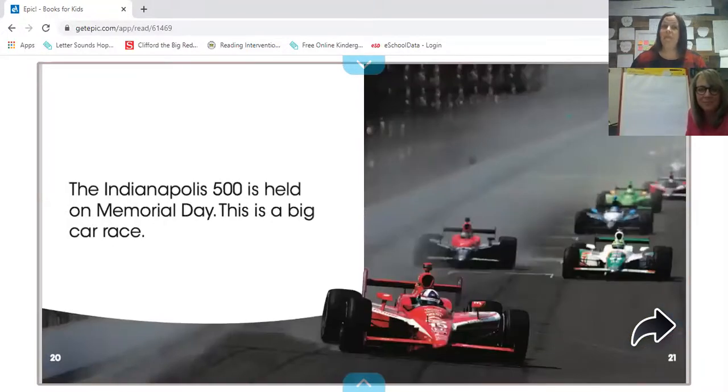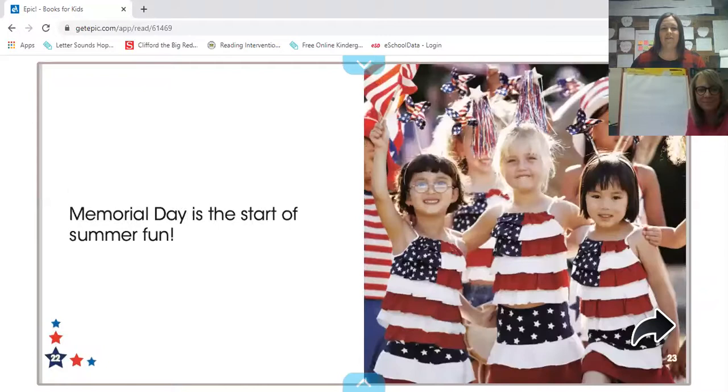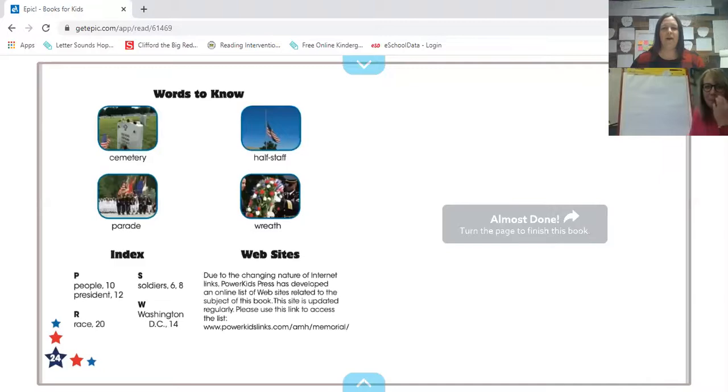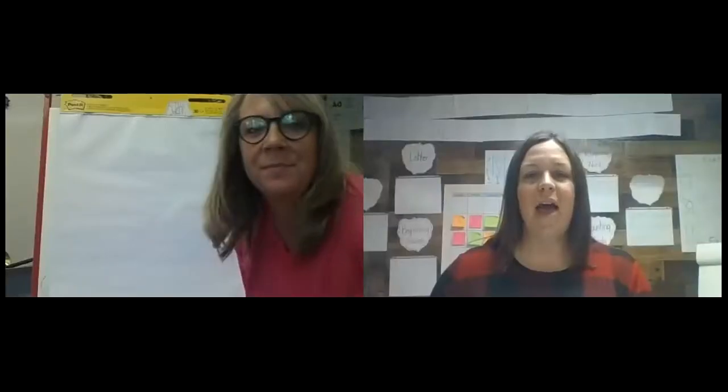The Indianapolis 500 is held on Memorial Day. This is a big car race. Memorial Day is the start of the summer fun. You can see, look at, they're all dressed in red, white, and blue. All right, so I'm gonna stop that share.